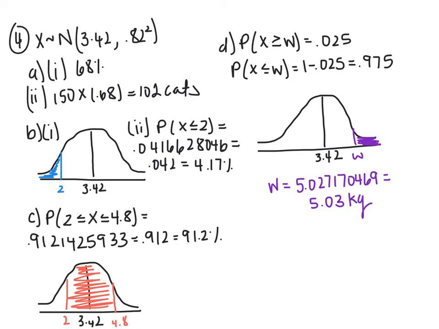Our calculator will only do less thans for these, it won't do greater than, so we have to figure out, okay, if the probability that the cat weighs more than W is 0.025, then the probability that the cat weighs less than W is 0.975. So you plug this in your calculator under distribution inverse normal, as this is the area, and you end up with W is 5.03 kilograms.